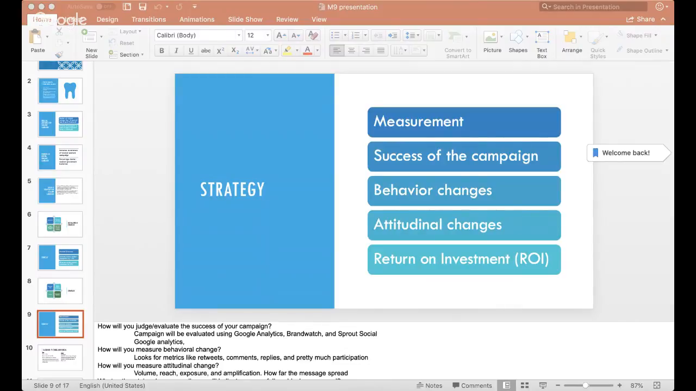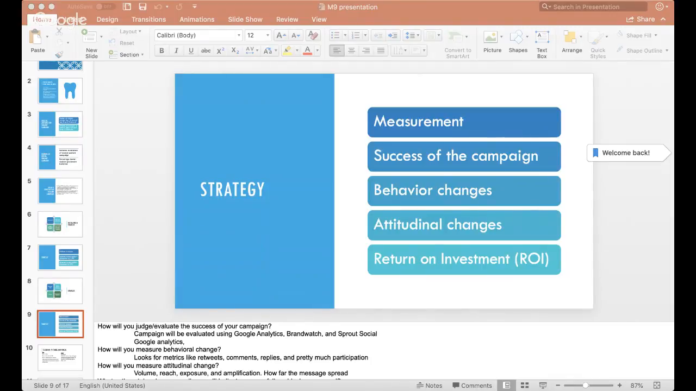So the success, the behavior, the attitude, and the return on investment, these are all the things that come into the strategy. The success of the campaign would be judged on Google Analytics, another company's Brandwatch, and Sprout Social. These are all companies that can really help us better understand and measure what we are actually viewing on our social media campaign, to help adjust the campaign, to see if it's successful, to see if it's not successful, and whether there are adjustments that we can make to make it successful. All these measurements provide a different way to analyze our actual social media campaign.